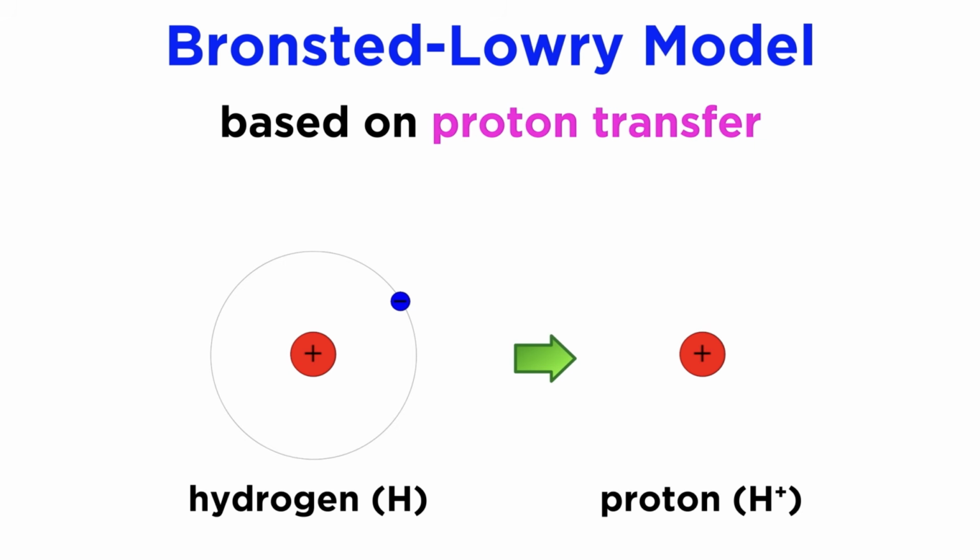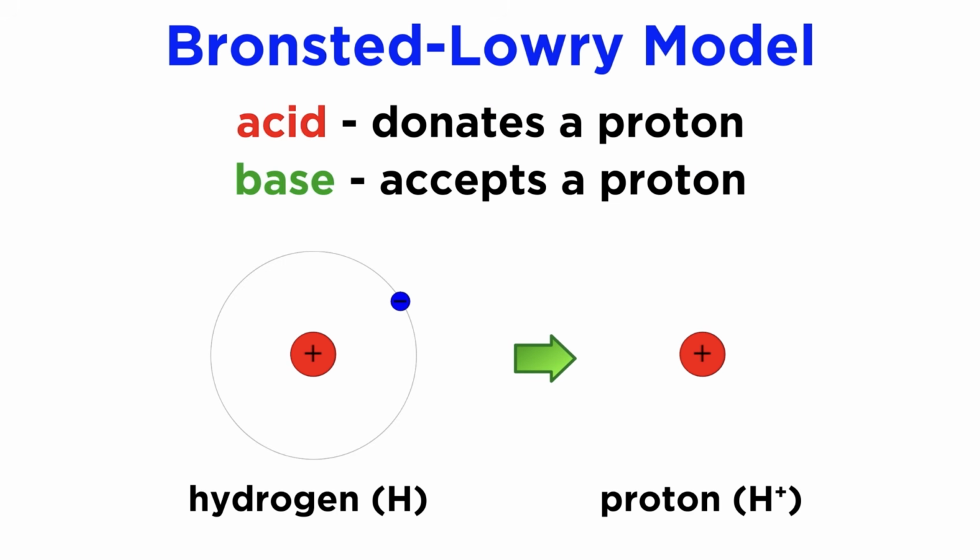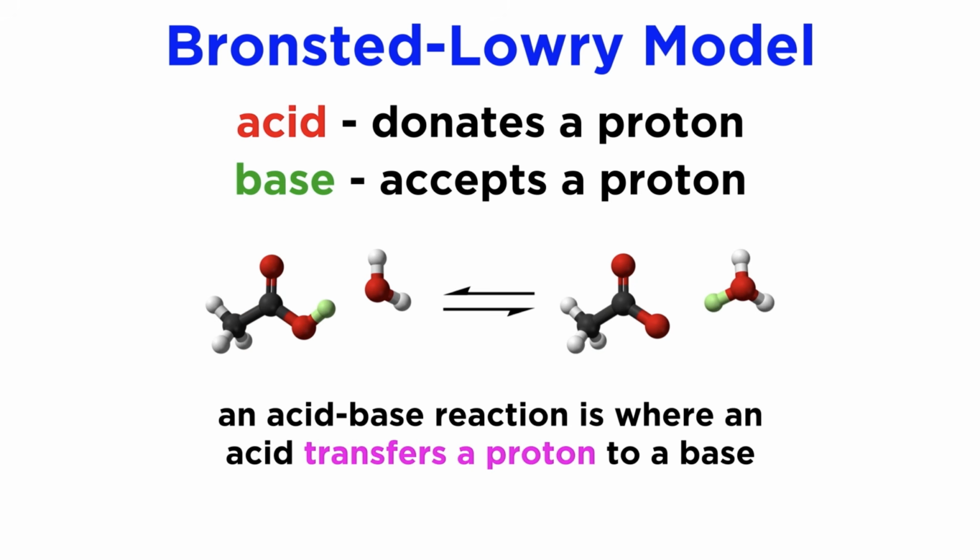Here, we are referring to a positive hydrogen ion as a proton, because if protium loses its lone electron, all that is left is a singular proton. An acid will donate a proton, and a base will accept a proton, and this proton transfer from acid to base is an acid-base reaction.